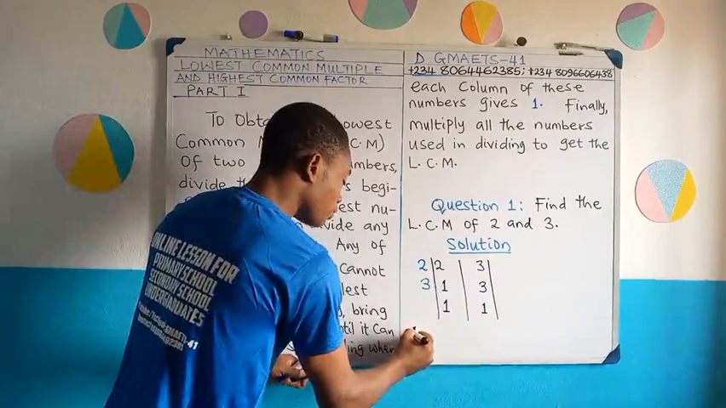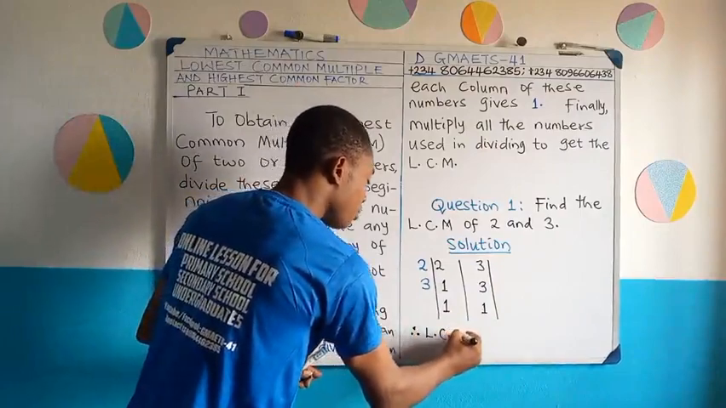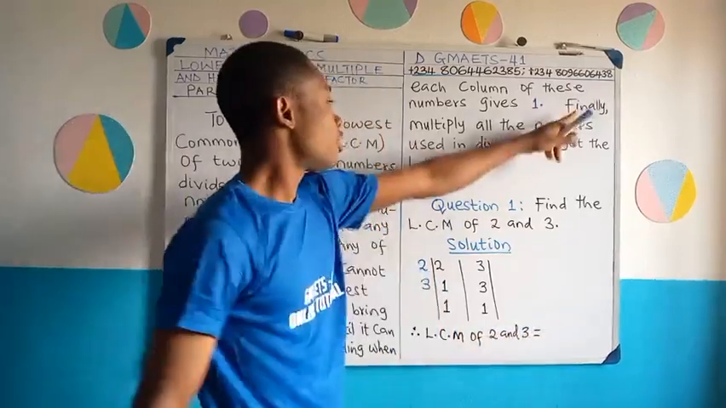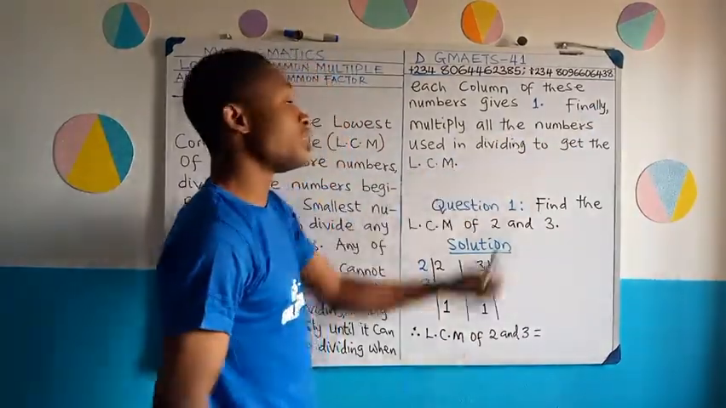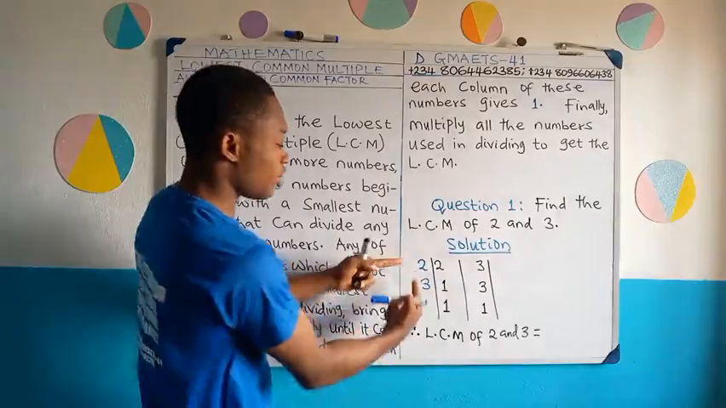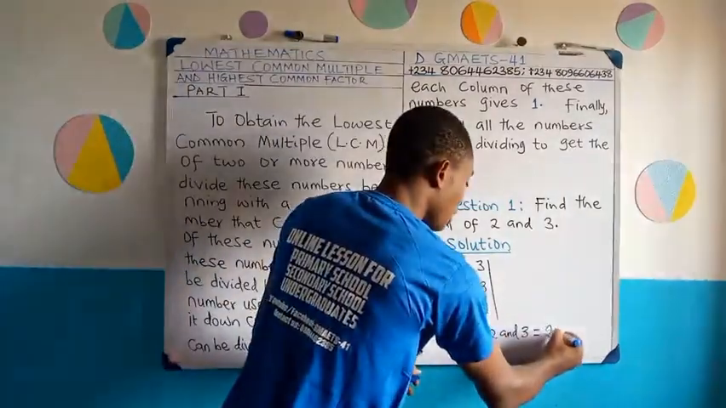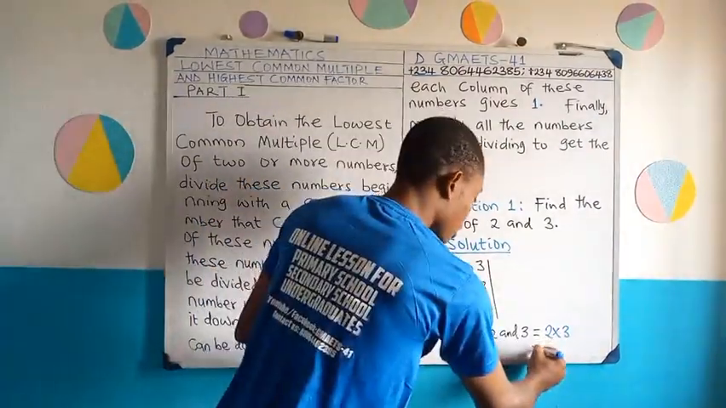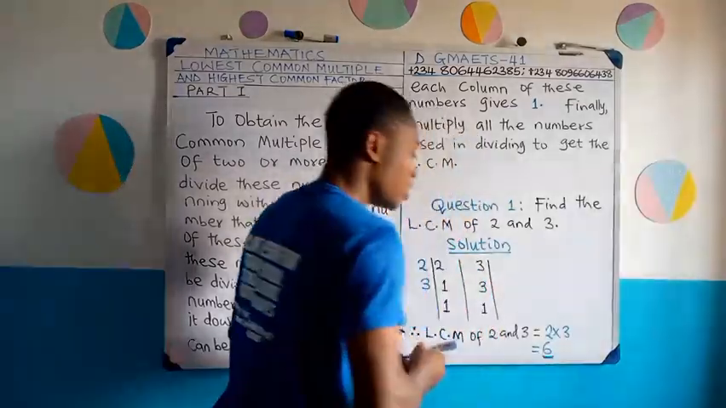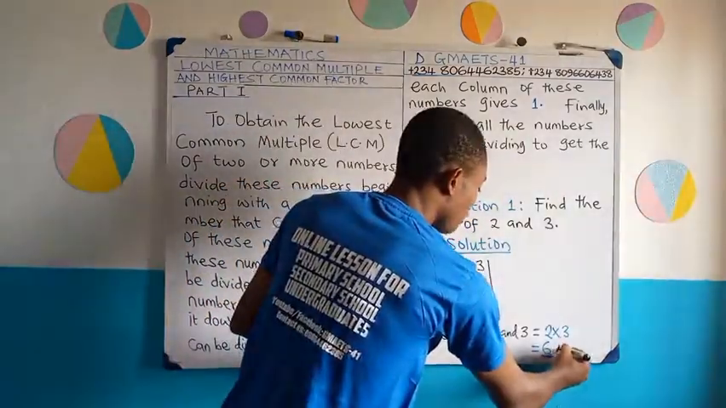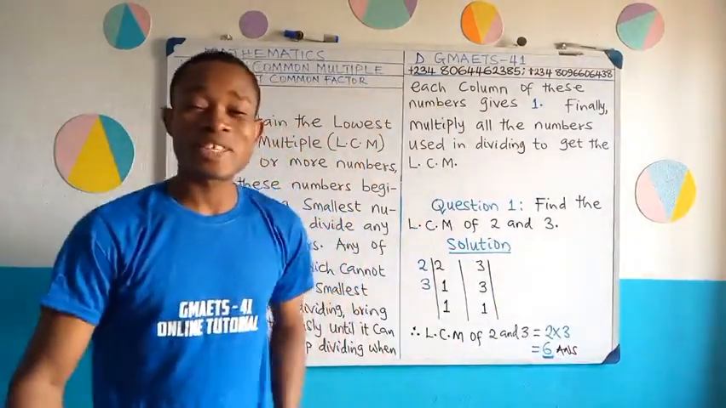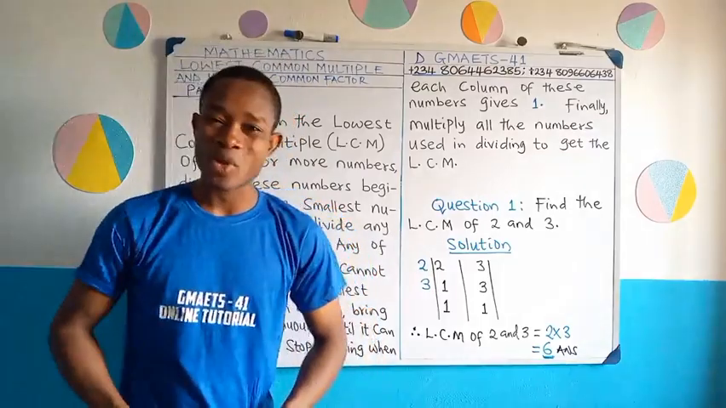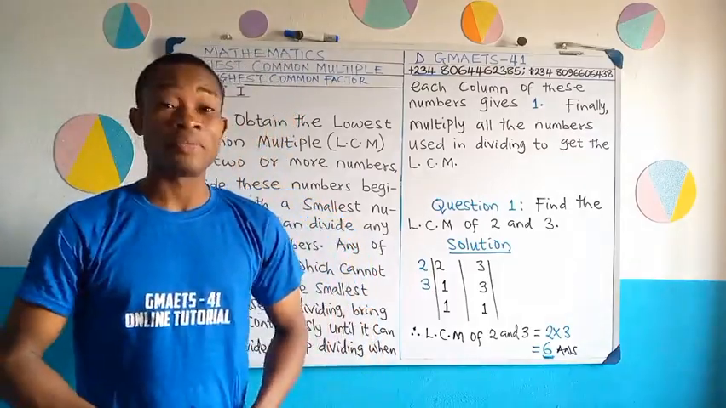I'll conclude therefore, LCM of 2 and 3 is equal to, finally, multiply all the numbers used in dividing to get the LCM. So these are the numbers I used in dividing, 2 and 3. So I'll multiply them. 2 times 3. What will be your answer? 6. So this is the LCM of 2 and 3, just like we already explained previously. We are going to see more questions on how to get LCM of numbers.